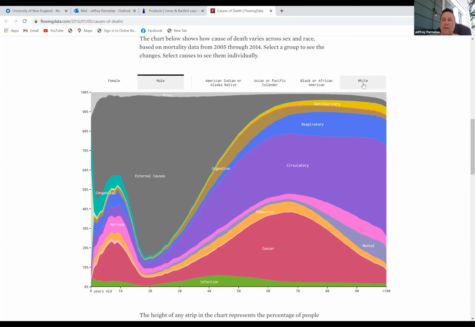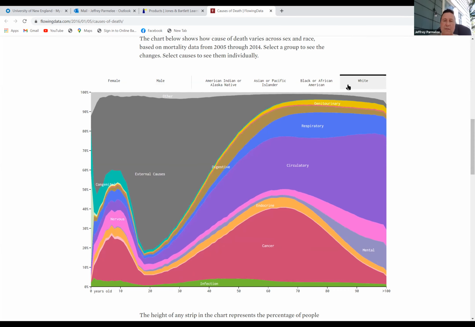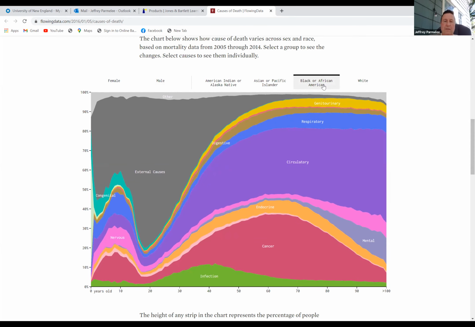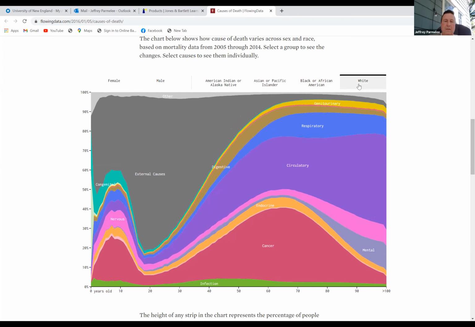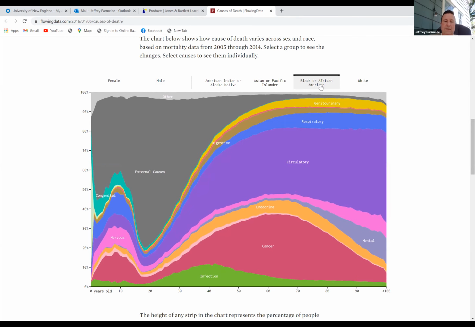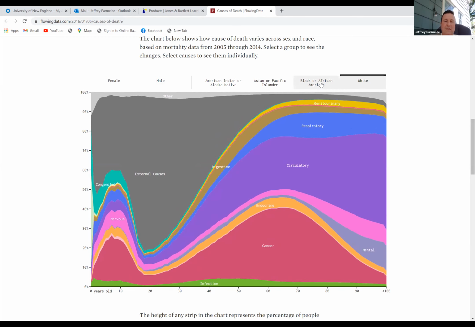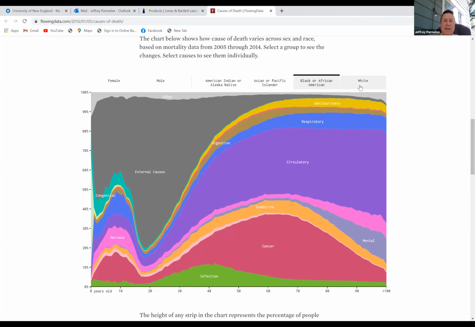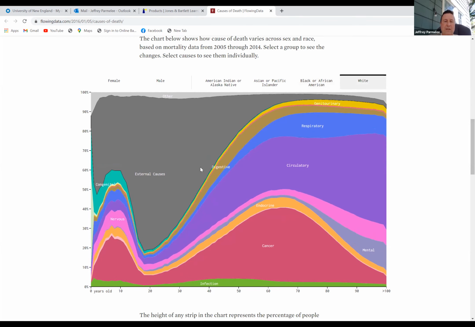Yeah, and then let's look at just race. We just look at one: white versus black. Interesting. Let's see. A little less cancer. How about external causes? Oh, external causes, look at that. So this is black and this is white. White, the external causes continues to be a higher rate in the elderly, less so younger.